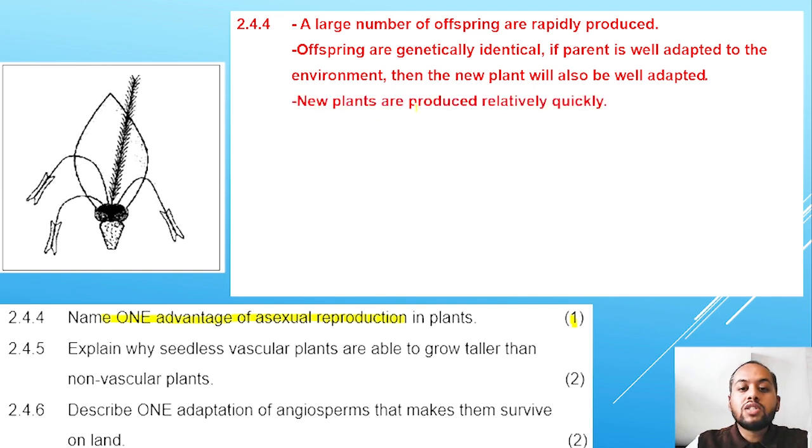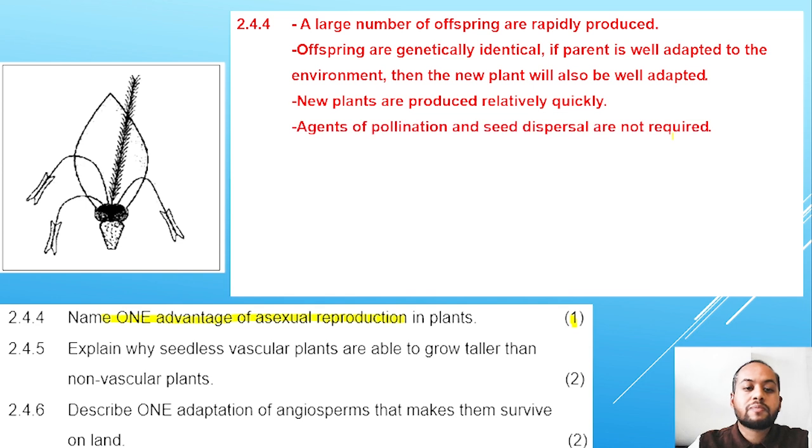Also, new plants are produced relatively quickly because you only need one parent, so it won't take very long for new plants to be reproduced. Agents of pollination and seed dispersal are not required, so that's also something that can be an advantage. So if you had any of these correct for 2.4.4, any one advantage would have given you 1 mark.